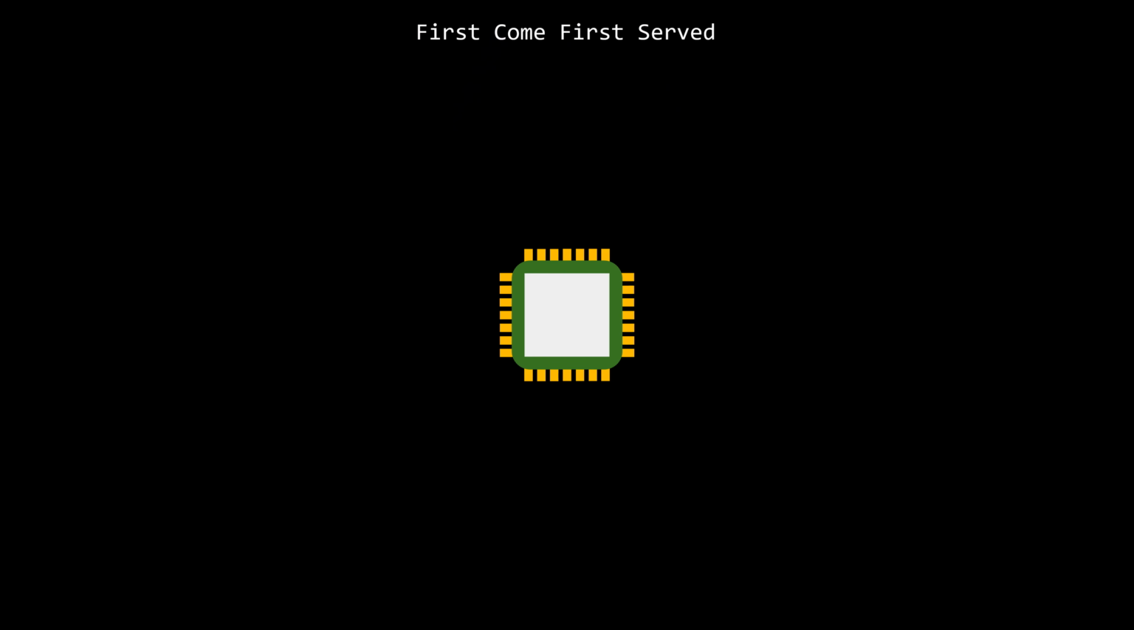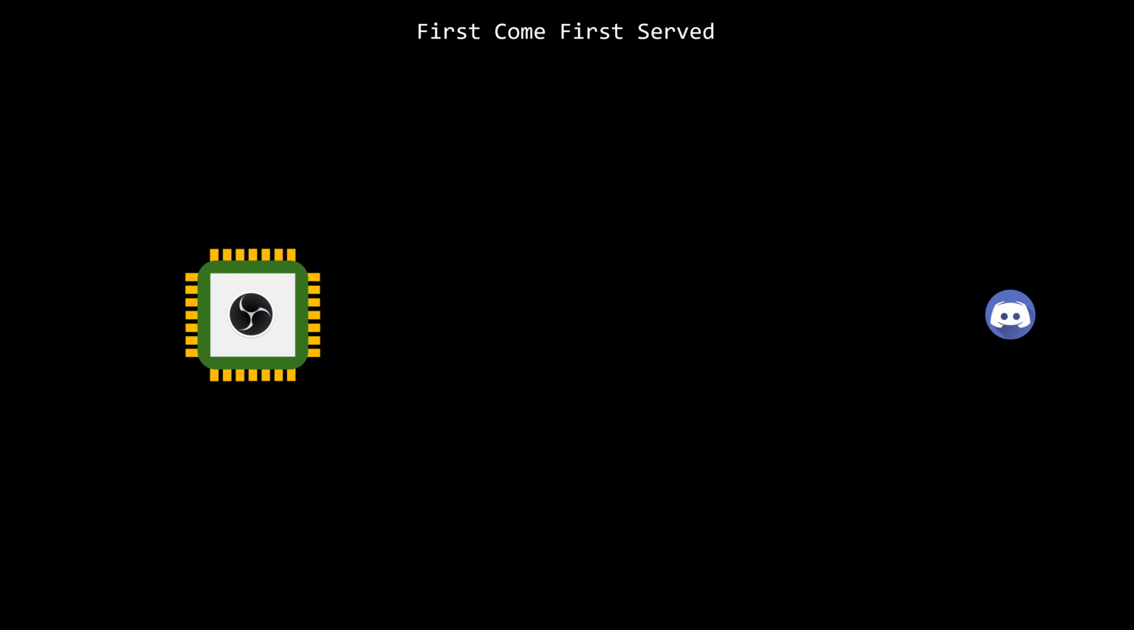We are going to start by building a very simple scheduler. By far the simplest CPU scheduling algorithm is the first-come, first-serve scheduling algorithm. With this scheme, the CPU is allocated to the first process that requested it. To begin with, we must be clear about what it means to allocate the CPU to a process.